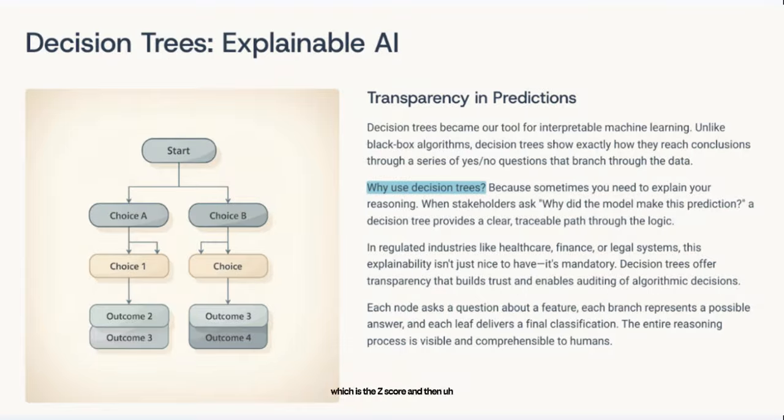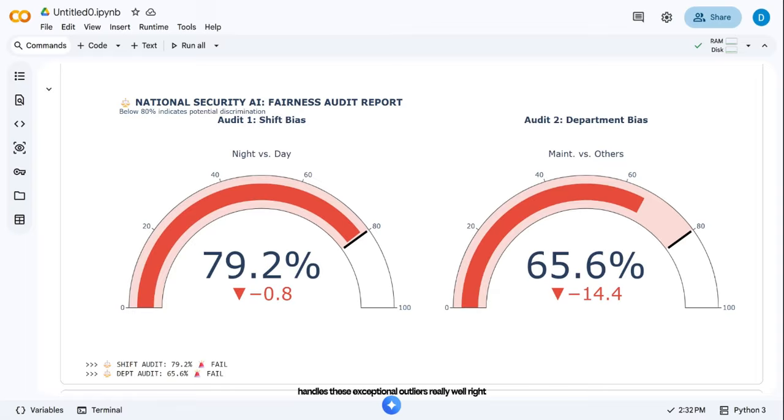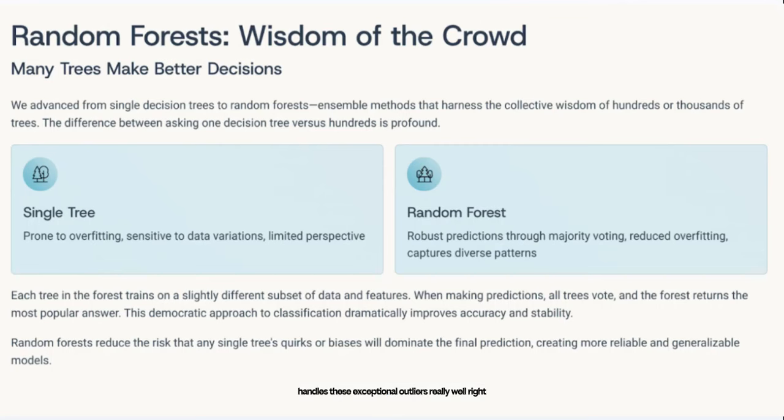And then we learned not only the min-max 0, 1 scaler, but also the standard scaler, which is the z-score. And the problem with the min-max 0, 1 scaler is that if there is any crazy outlier number, then it throws off the whole data. And so the z-score standard scaler handles these exceptional outliers really well, right? So that's what we learned.